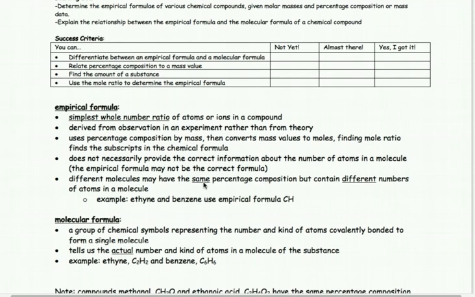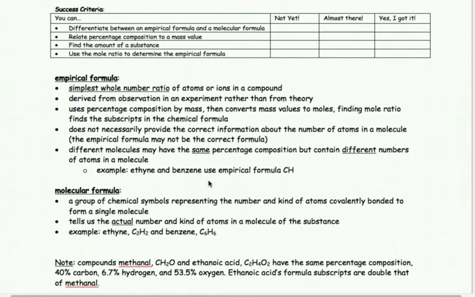So, here I wanted to show you an example where we have ethyne. It has a chemical formula of C2H2, and benzene has a formula of C6H6, okay? If you reduce both of those, you get to CH, with a subscript of one and a subscript of one. So when you reduce both of these, they both go to the same empirical formula.